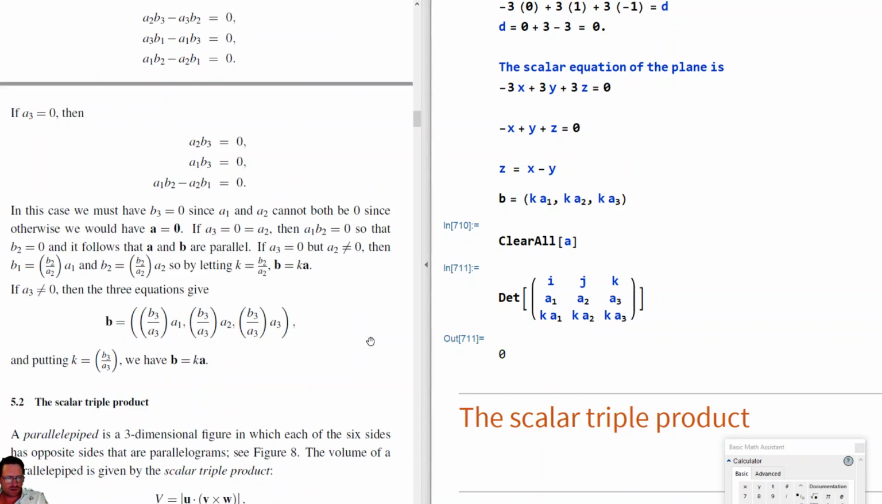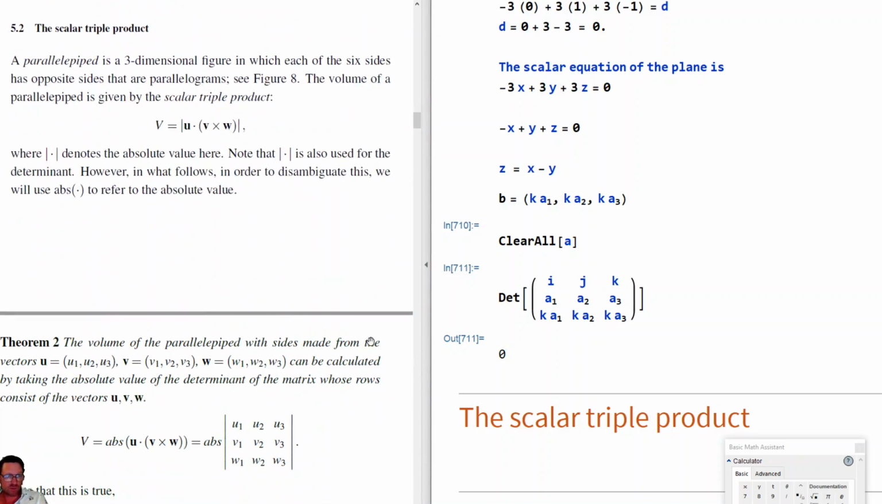All right, moving on. Scalar triple product. So a parallelepiped, now try saying that three times, is a three-dimensional figure in which each of the six sides has opposite sides that are parallelograms. See figure 8. Okay, let's have a look at figure 8.